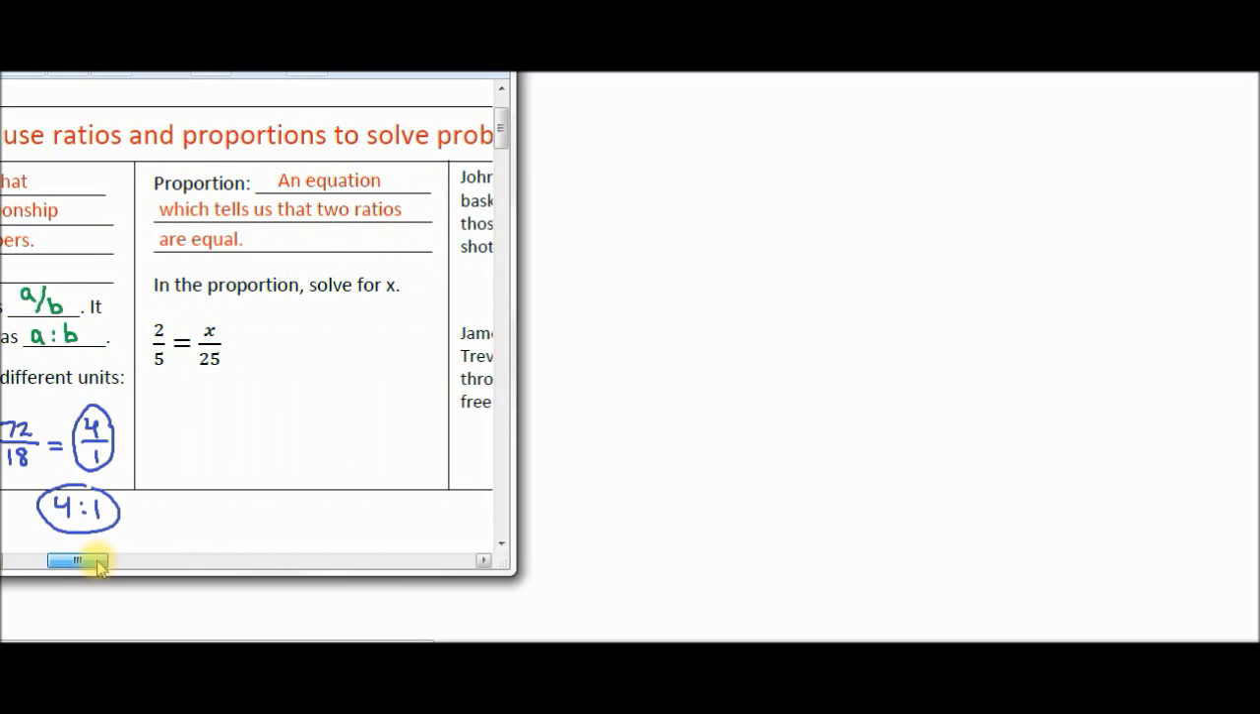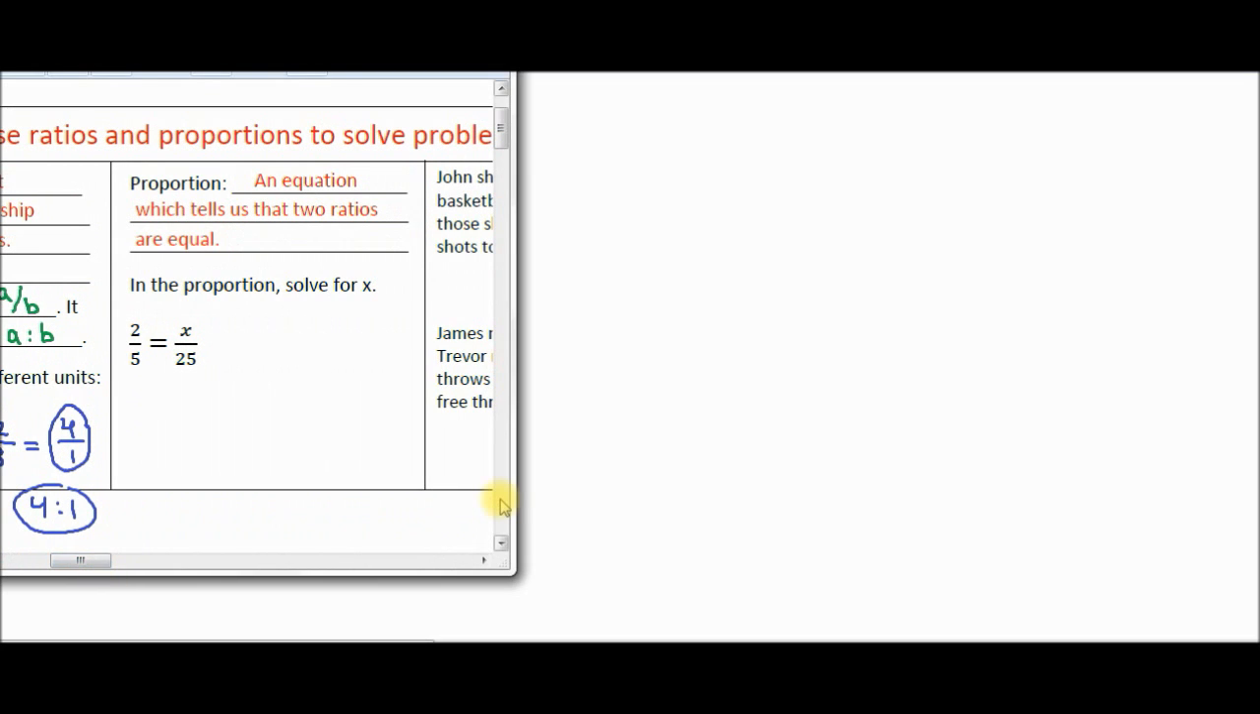Let's take a look at the next column. What's a proportion? A proportion is an equation which tells us that two ratios are equal. This is something we're going to be using a lot when we're dealing with this unit called similarity. An equation which tells us that two ratios are equal. So let's take a look at how to deal with this.